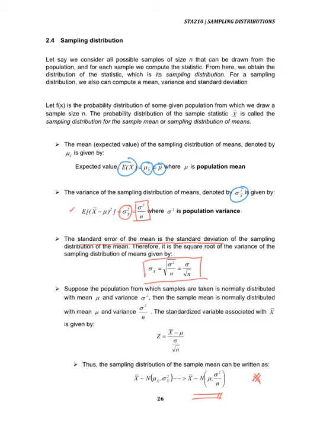Okay, the distribution of the sample mean is normally distributed with mean mu and variance equal to sigma square over n. If the population follows a normal distribution with mean equals to mu and variance sigma square, okay, that is for the population. Its mean we say equals to mu, and its variance is sigma square.